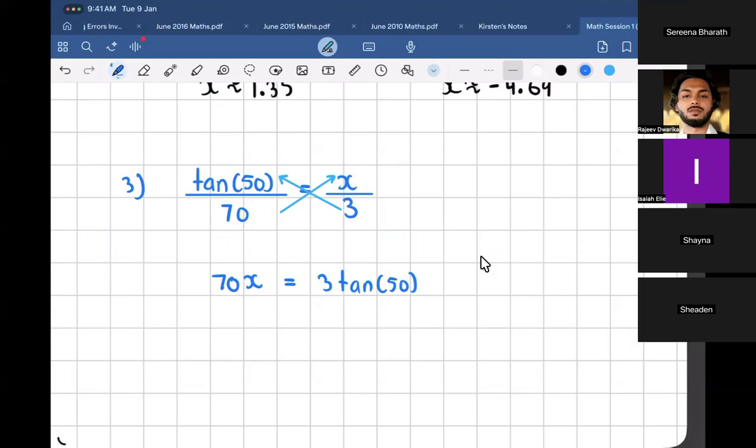Yeah, so Sheena, you were saying something, right? We have 70 by x. We want to find 1x. We have to divide by 70 to get rid of it, on both sides. Yeah.